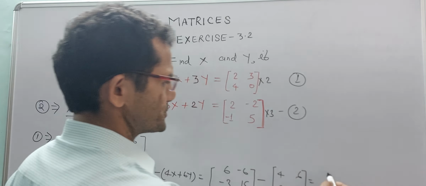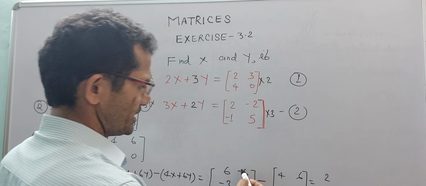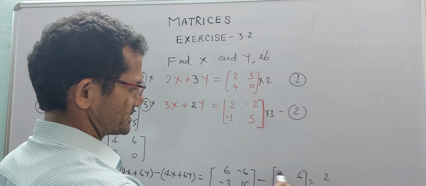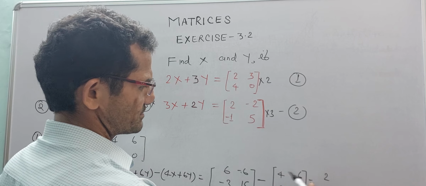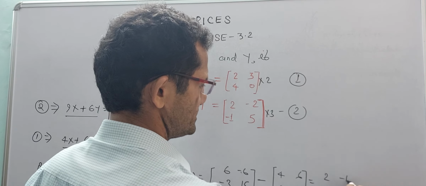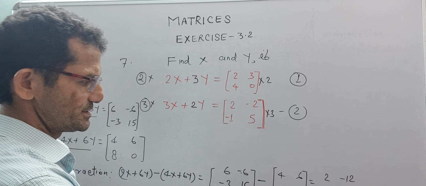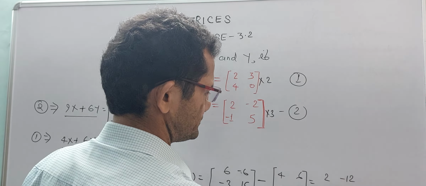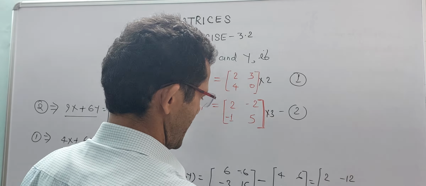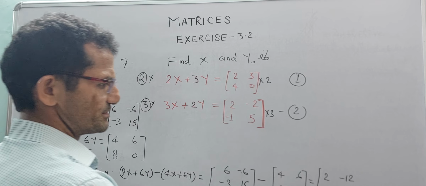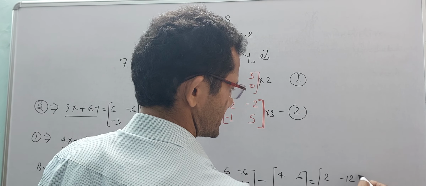So 6 minus 4 is 2 here, and minus 6, and this minus 6, minus 12. It becomes minus 12, and minus 3 minus 8 becomes minus 11, and 15 minus 0 is 15. So this is our right hand side part of this one.